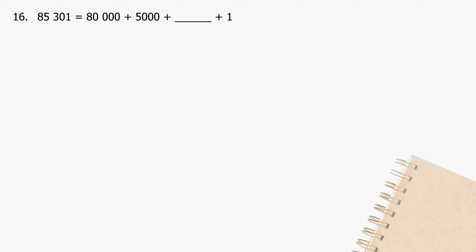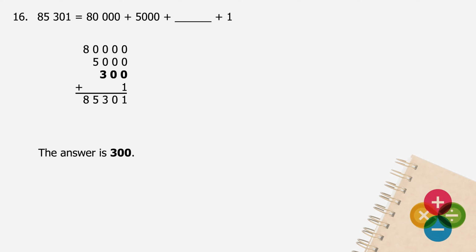Question 16. 85,301 is equal to 80,000 plus 5,000 plus missing number plus 1. The missing number is 300.